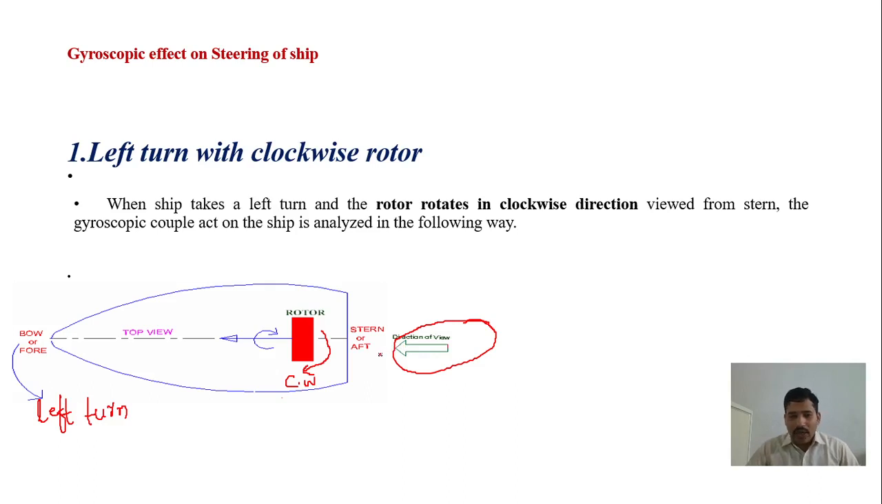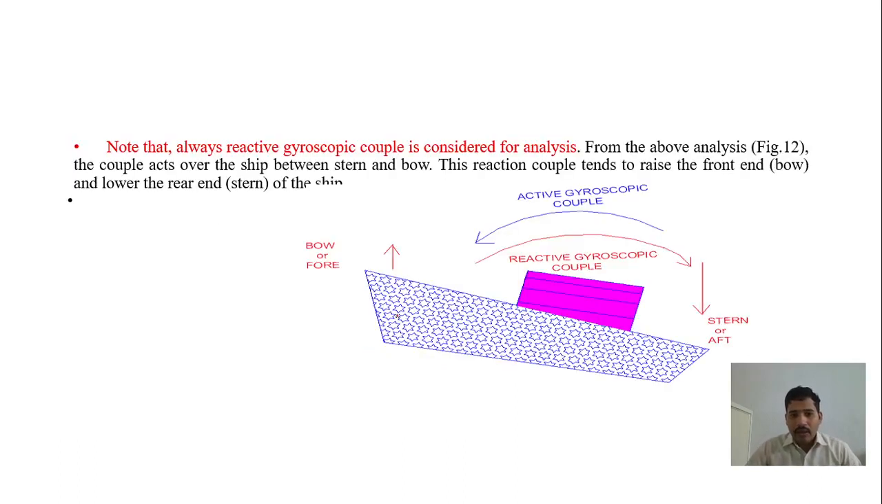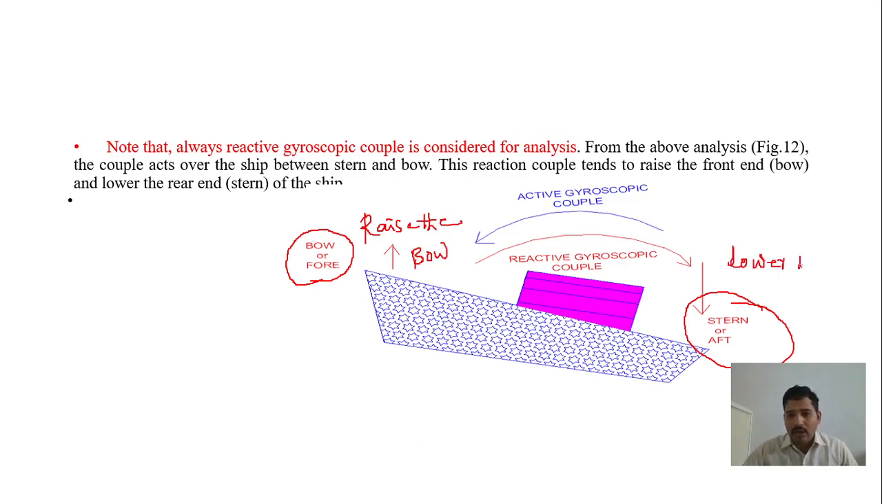The reactive gyroscopic couple will raise the bow and lower the stern. Why? We know very well, we have already studied the effect of gyroscopic couple on an aeroplane. The same concept we have to apply over here.